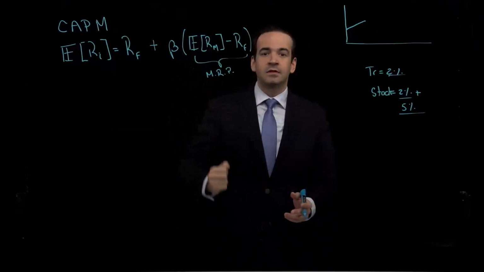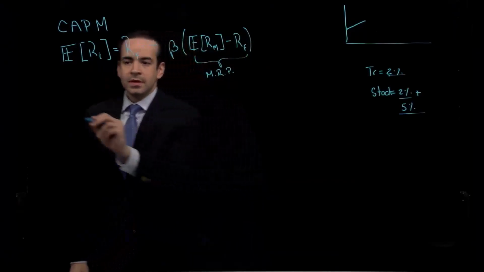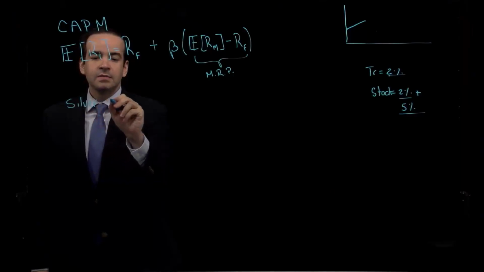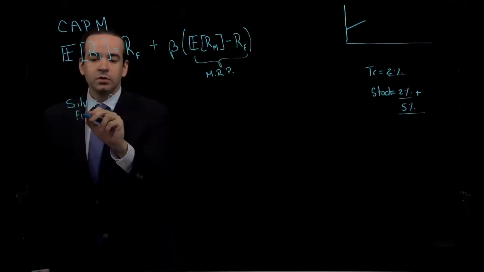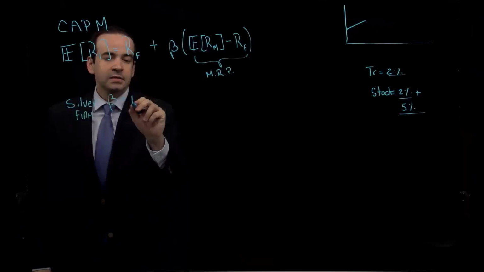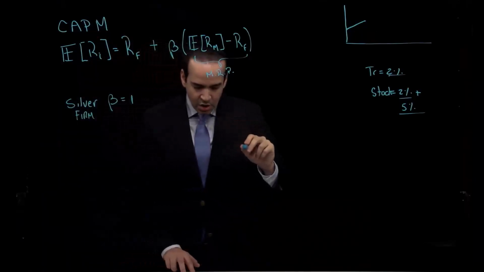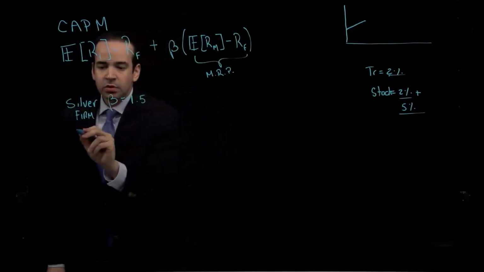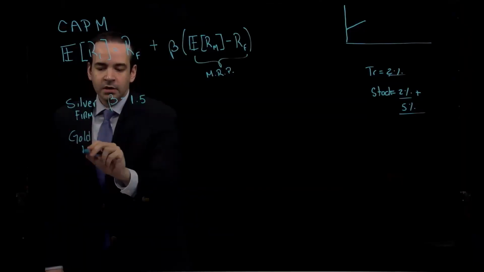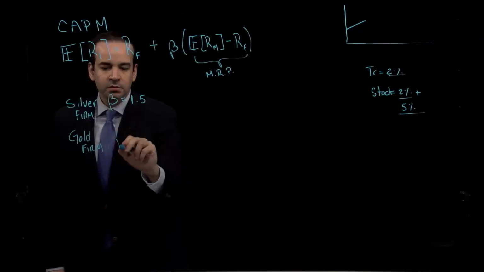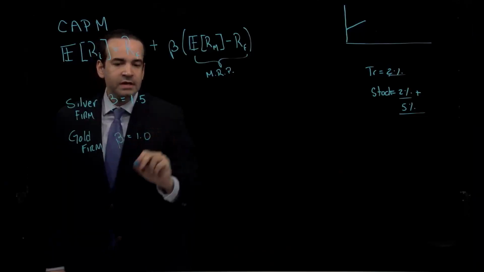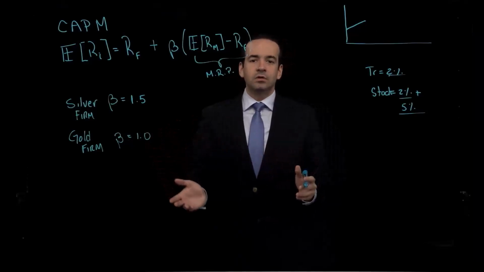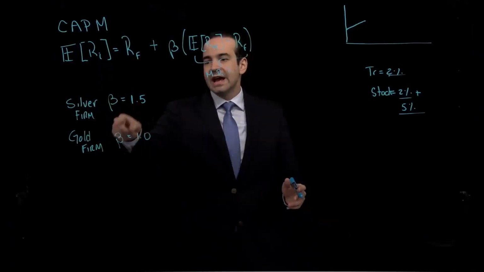And the beta, we have it here. So let's assume that we have this firm which is called Silver, and Silver has a beta of 1.5. This is a firm, we're not talking about commodity. And then we have gold firm, which will have a beta of 1. So it becomes straightforward to solve what is the expected return of silver firm and gold firm, because we already have the beta.